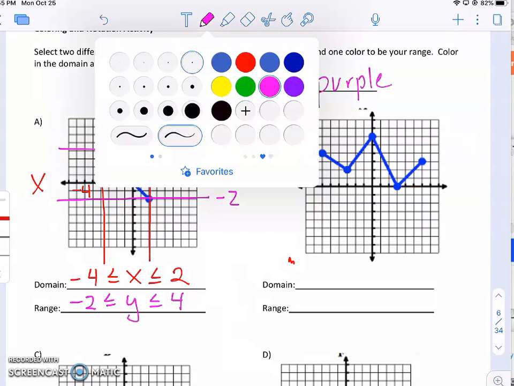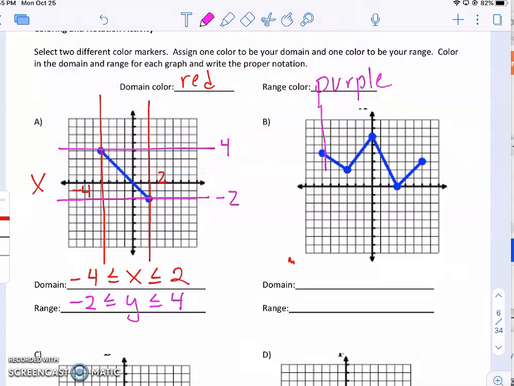So let's take a look at our next one. So our domain, the x values. So let's see. Oops, I did that with the wrong color. So let's see, 1, 2, 3, 4, 5, 6. So our x value goes from -6 is less than or equal to x is less than or equal to +6. And then our range, so here's the bottom to the top.